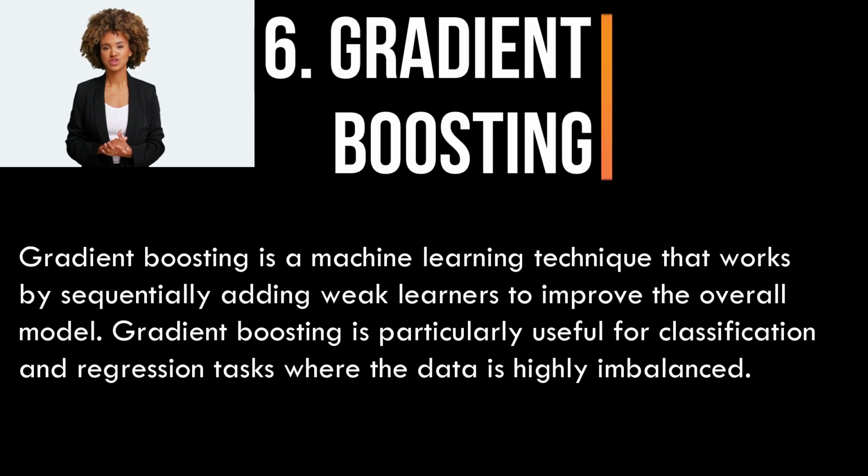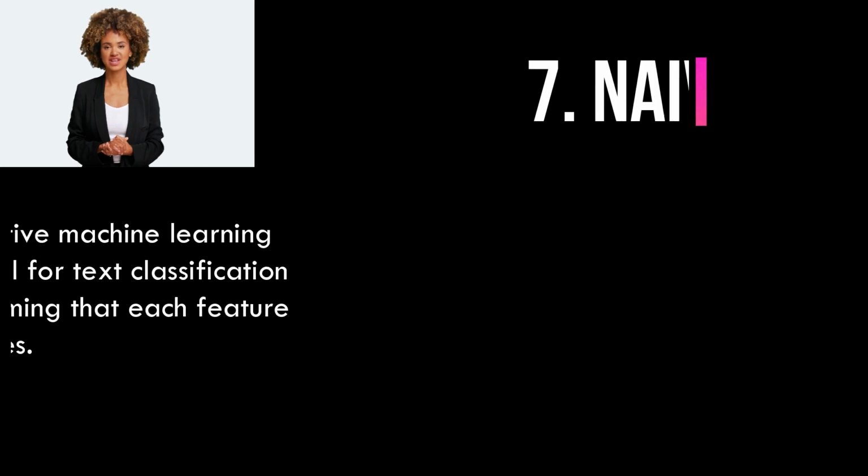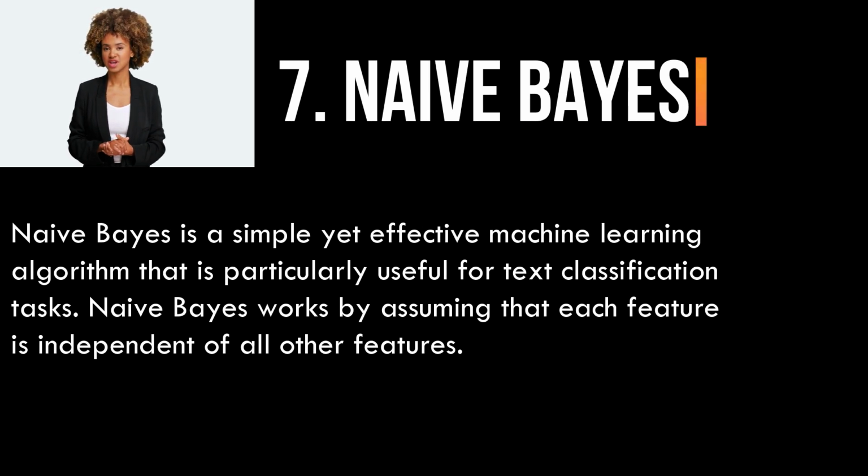6. Gradient boosting. Gradient boosting is a machine learning technique that works by sequentially adding weak learners to improve the overall model. Gradient boosting is particularly useful for classification and regression tasks where the data is highly imbalanced. 7. Naive Bayes. Naive Bayes is a simple yet effective machine learning algorithm that is particularly useful for text classification tasks. Naive Bayes works by assuming that each feature is independent of all other features.